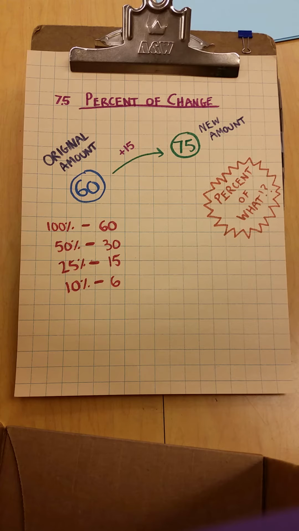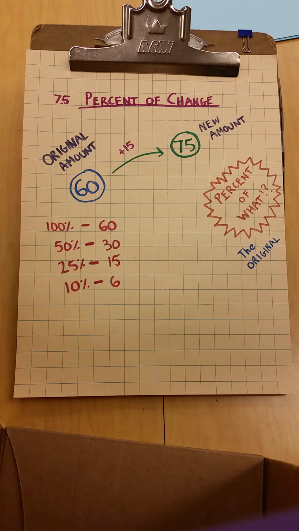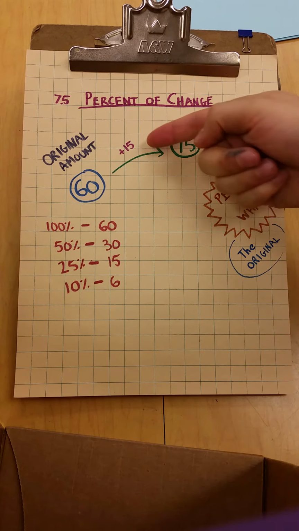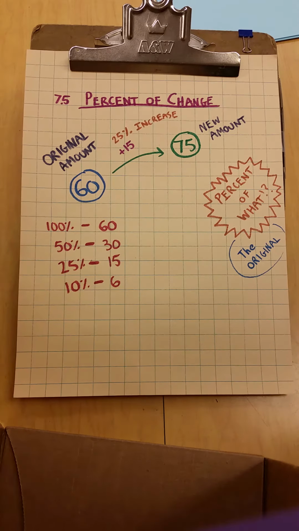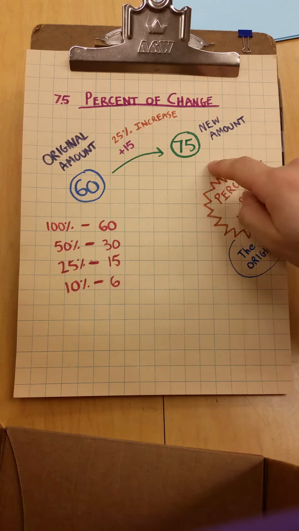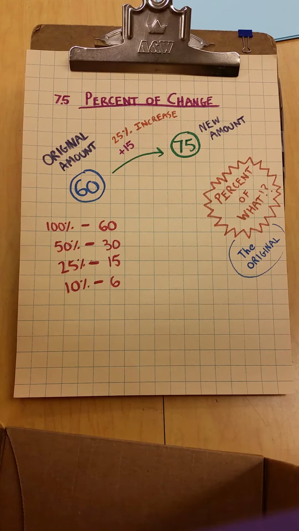Which brings us to a very important question. Percent of what? For us, in this chapter, the answer will always be the original. We always mean the percent of the original that it changed by. So, what percent of the original did it change by? Well, 15 was just 25% of the original. So, going from 60 to 75 was a 25% increase.